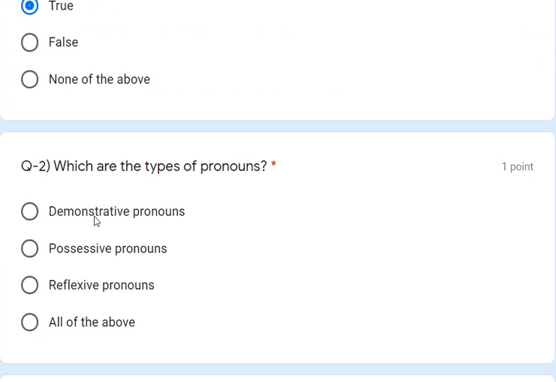Let's see question 2. Which are the types of pronouns? Demonstrative pronouns, possessive pronouns, reflexive pronouns. All three are correct. Is it all three are correct? Yes, all three are correct. Right? All of the above should be there. All three are pronoun types. So that is the correct answer.